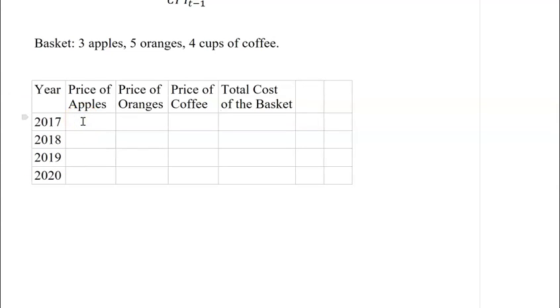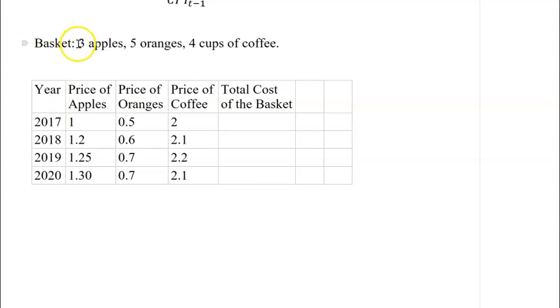So let's say the price of apple was $1, and then it went up to $1.20, and then $1.25, then $1.30. Oranges, maybe it was 50 cents, then it went up to 60 cents, then it went to 70, and then it remained at 70 cents. Price of coffee, probably 1 cup was $2, and then it went up to $2.10, then $2.20, and then it fell to $2.10 again. So what is the total cost of this basket?